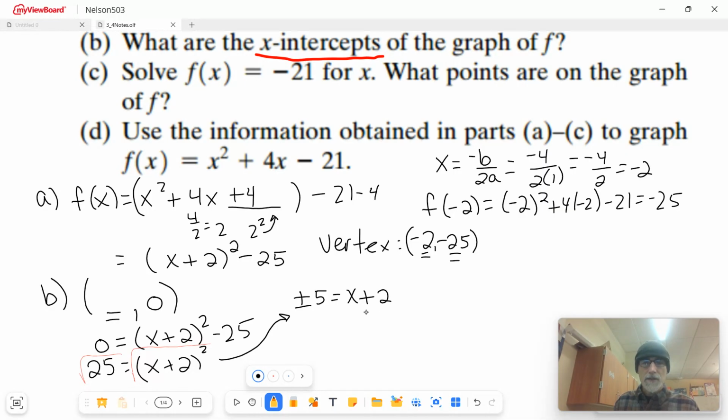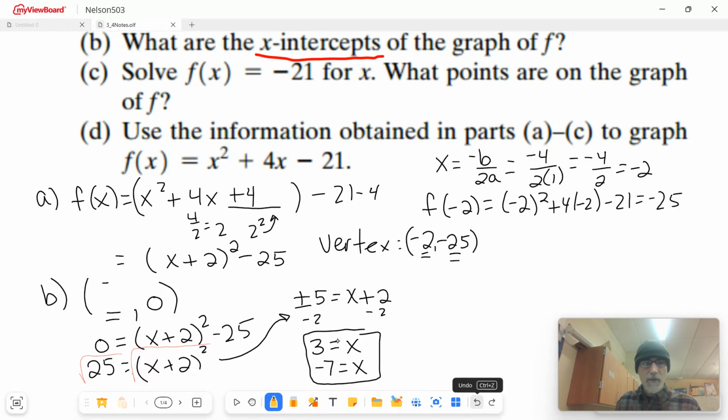Watch this. When I subtract 2 from both sides, I subtract 2 from the +5 and get 3 for one of my answers. But if I subtract 2 from the -5, I get -7 for the other. So there are two x-intercepts that are going to happen. We could have negative.